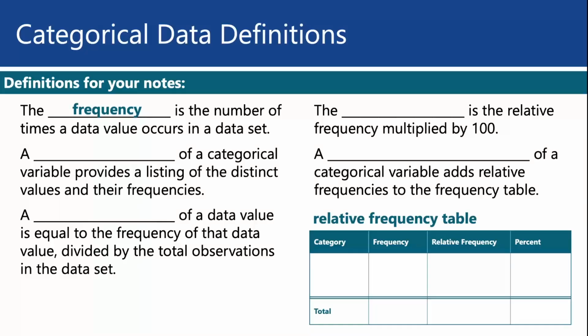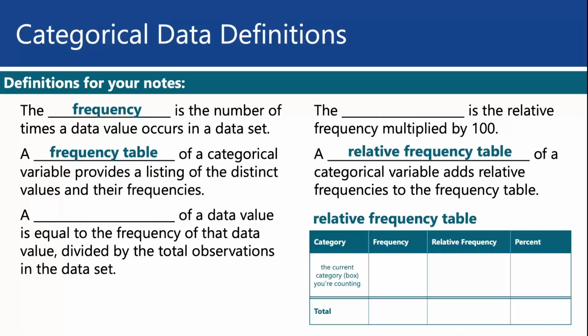So the frequency is the number of times a data value occurs in a data set. I was referring to this as the count of observations before. A frequency table of a categorical variable provides a listing of the distinct values and their frequencies. So distinct values here means each of the different categories that are possible, and then the frequency with which they occur. A relative frequency table, and I'm skipping ahead just a little in the notes, so make sure you notice I'm going ahead a couple bullets. A relative frequency table of a categorical variable adds relative frequencies to the frequency table. So I've got an example here for you where we've got our relative frequency table laid out here. Now let's go through the definitions.